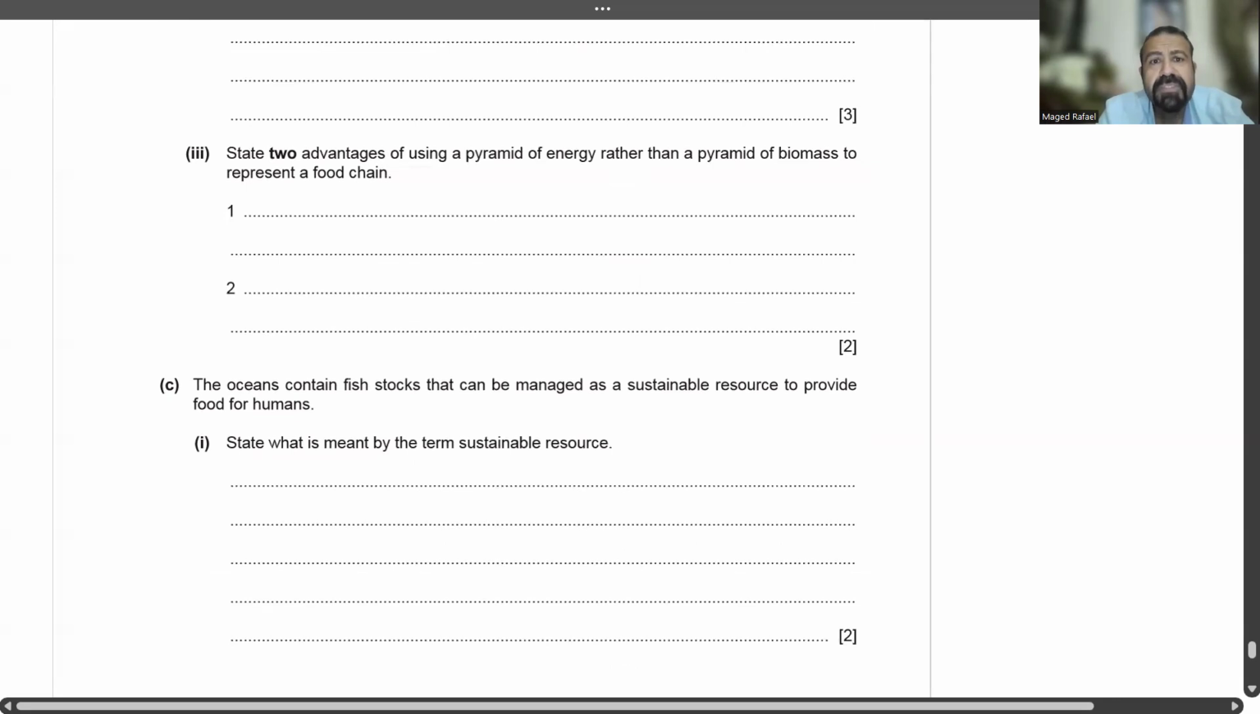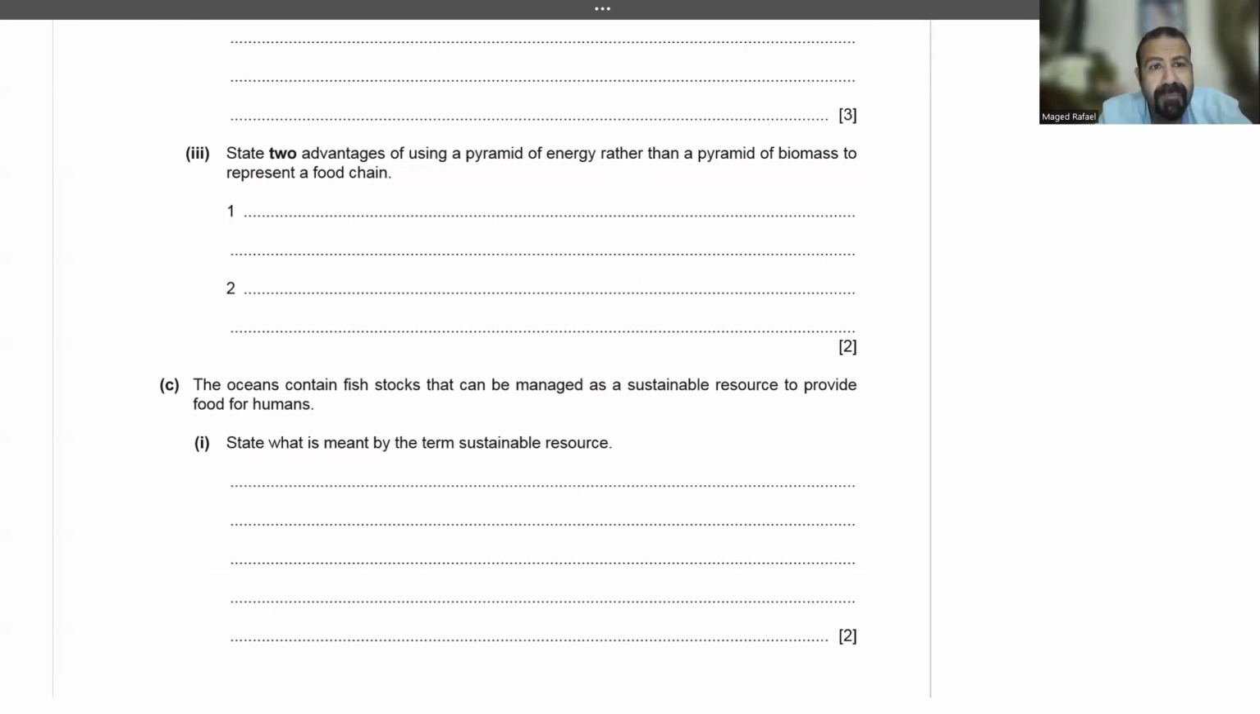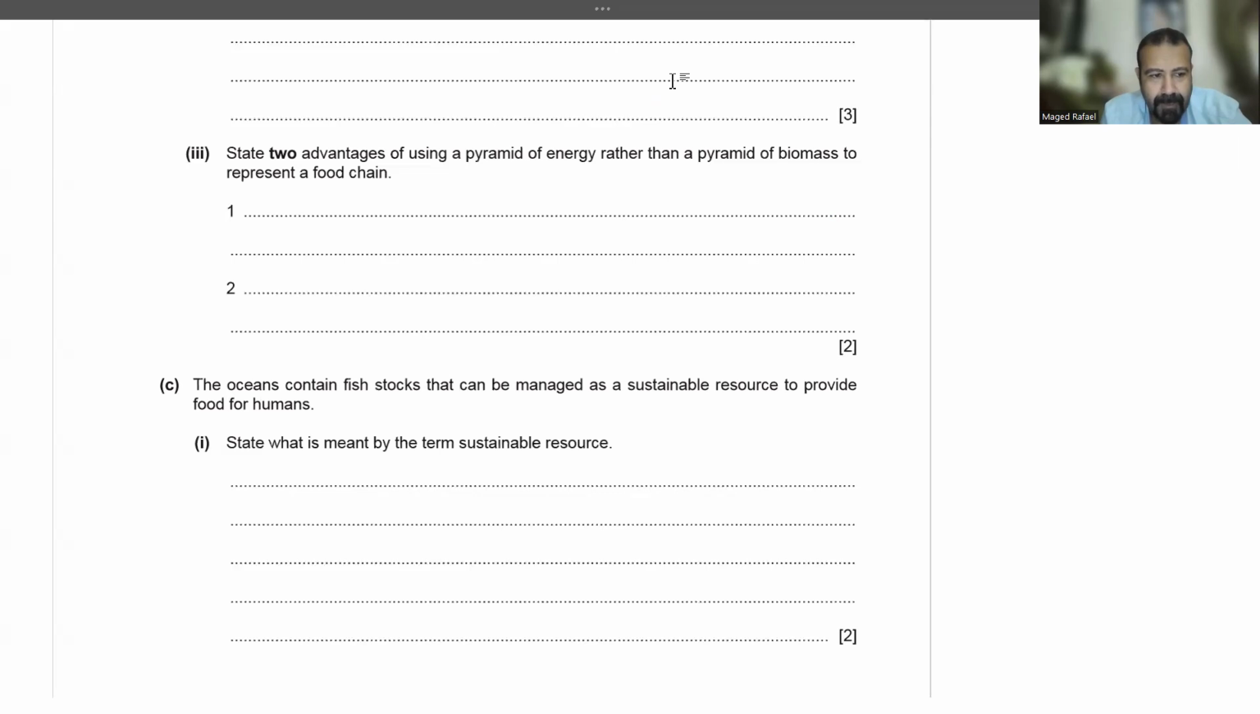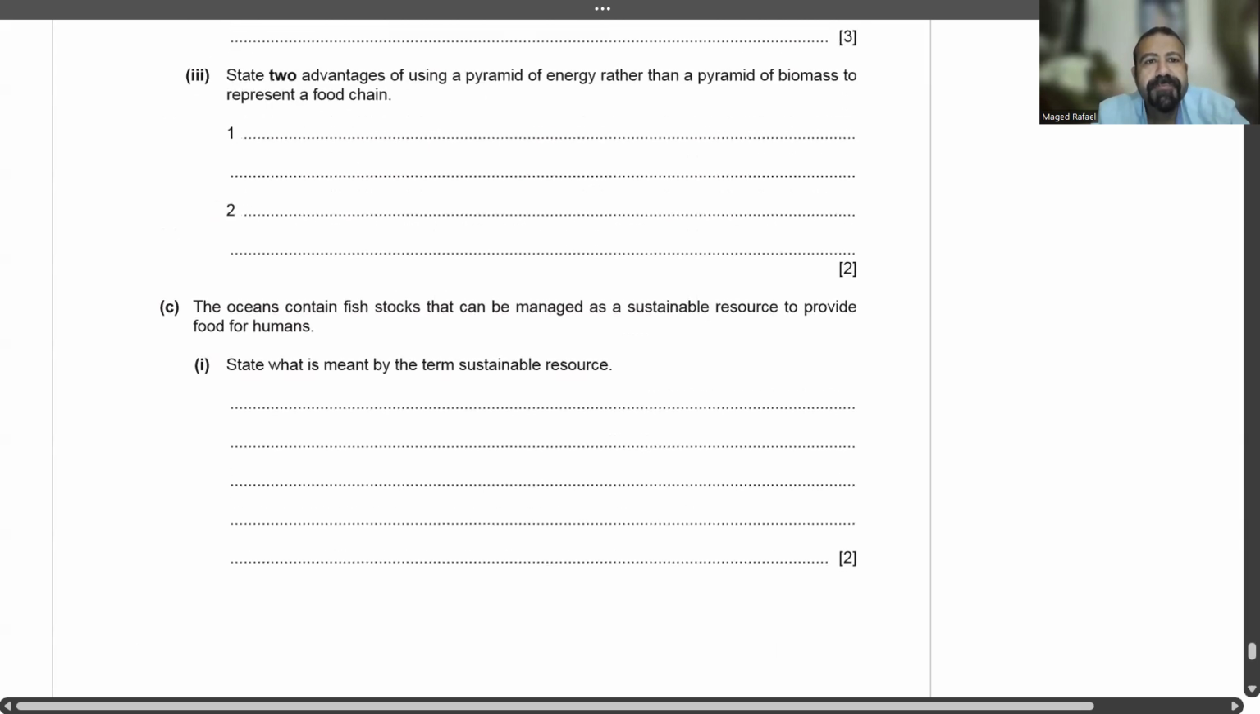Two advantages of using a pyramid of energy rather than a pyramid of biomass to represent a food chain. What is the advantage of this? A pyramid of energy gives you the actual energy transfer. And all of the living organisms will be in the pyramid of energy. There is no need to kill an organism in order to know its biomass. All of these are the answers.